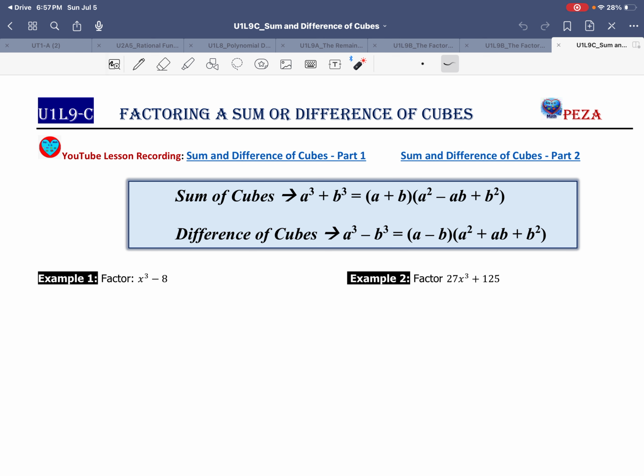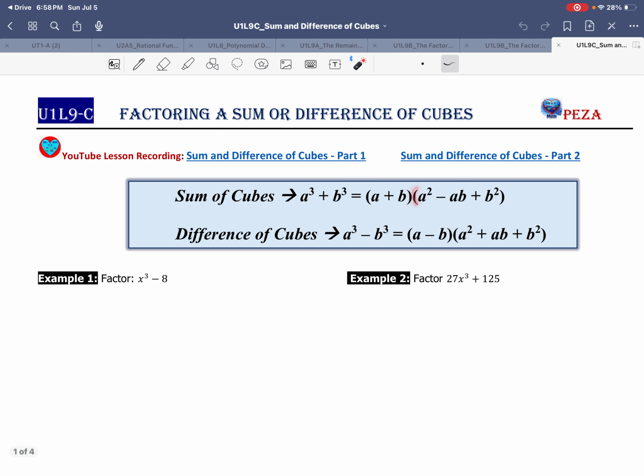And when I factor this, I check the sign in between, and the first factor will be exactly what you see here, but without the powers. If you have a cubed plus b cubed, a plus b is the first factor.